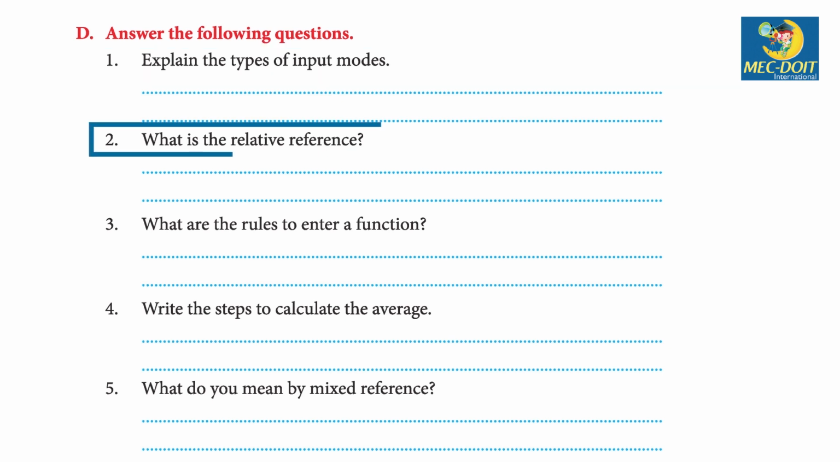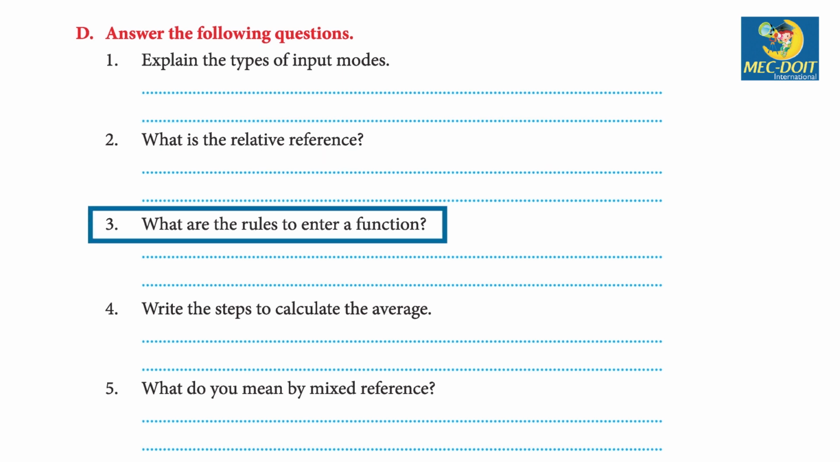2. What is the relative reference? Answer: when a formula is copied from one cell to another cell, the value in the copied cell automatically gets changed. 3. What are the rules to enter a function? Answer: rules to enter a function. A. All Excel functions must begin with an equal sign. B. The function name must be a valid Excel name. C. Open and close parentheses must be placed after the function. D. Arguments must be enclosed in parentheses.